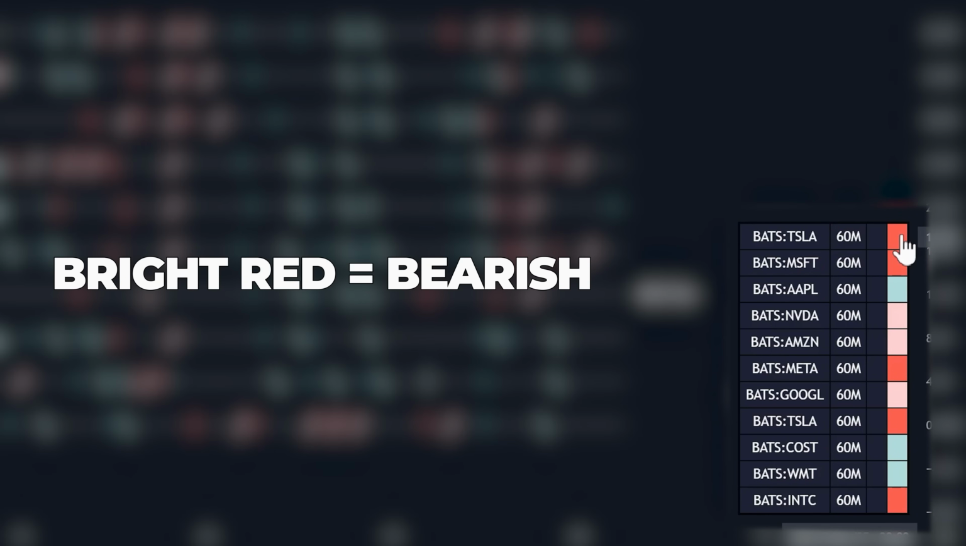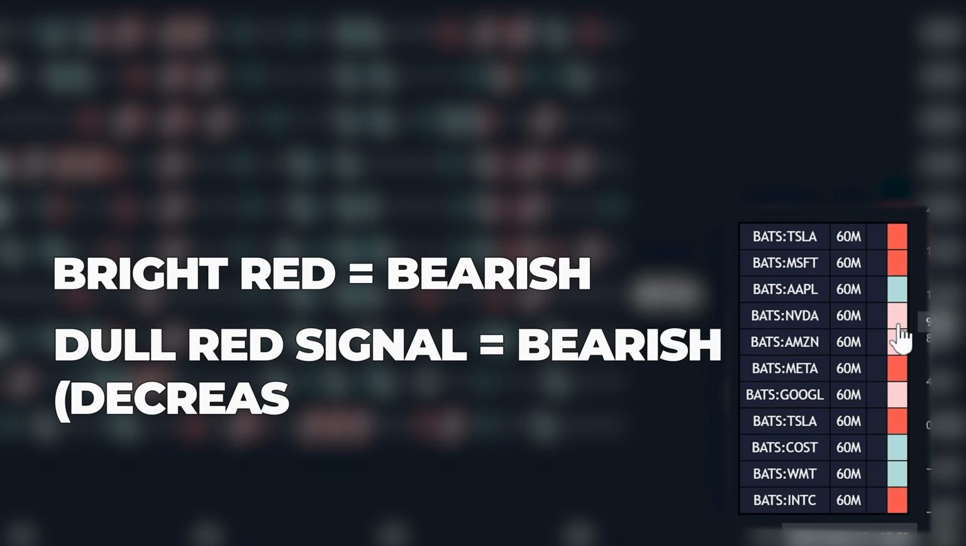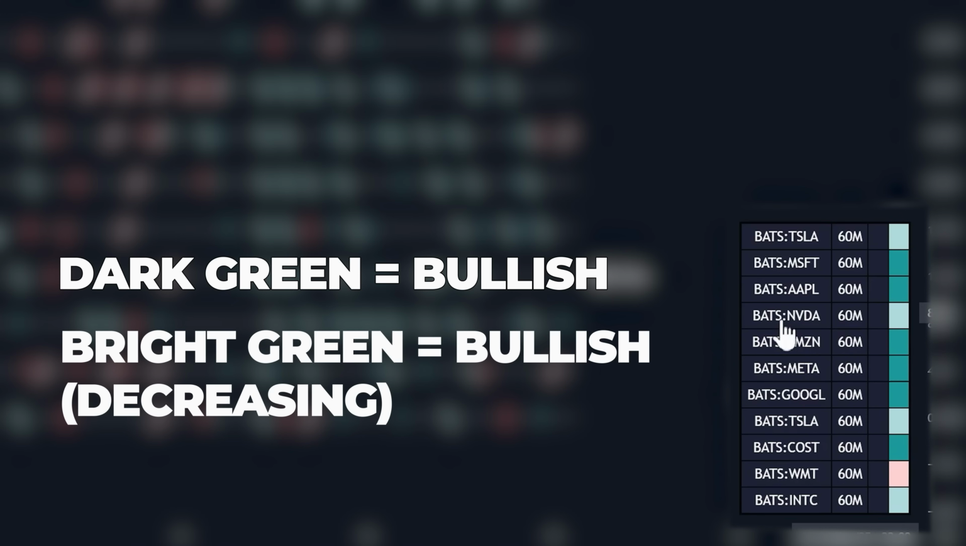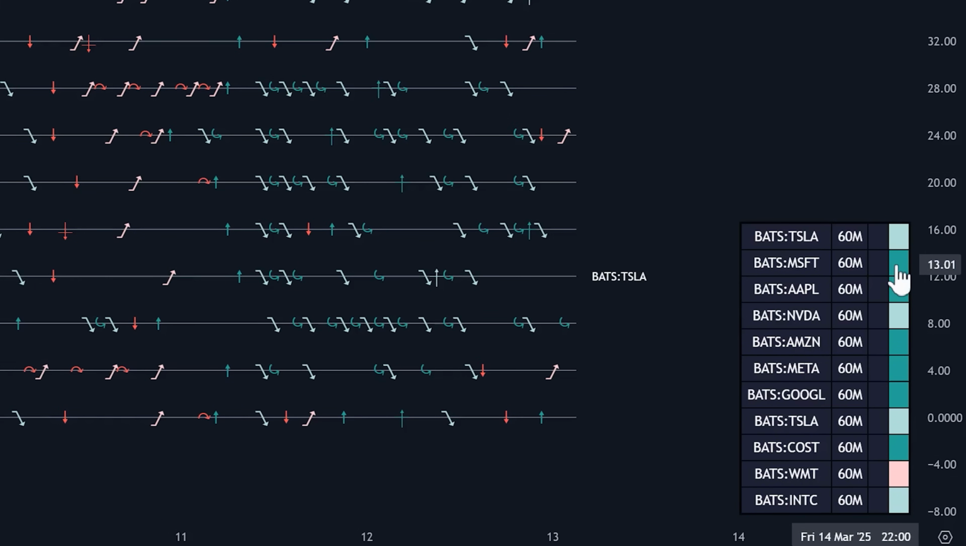For instance, if you see a bright red label, that means the MACD is showing a bearish signal, while a dull red suggests that it's still bearish but with decreasing momentum, indicating that the histogram is tapering off. On the flip side, if the label is dark green, that's a sign of a bullish MACD with increasing momentum, whereas a bright green label points to bullish conditions that are starting to lose steam. These color cues are designed to give you a quick, at-a-glance understanding of what's happening in the market.